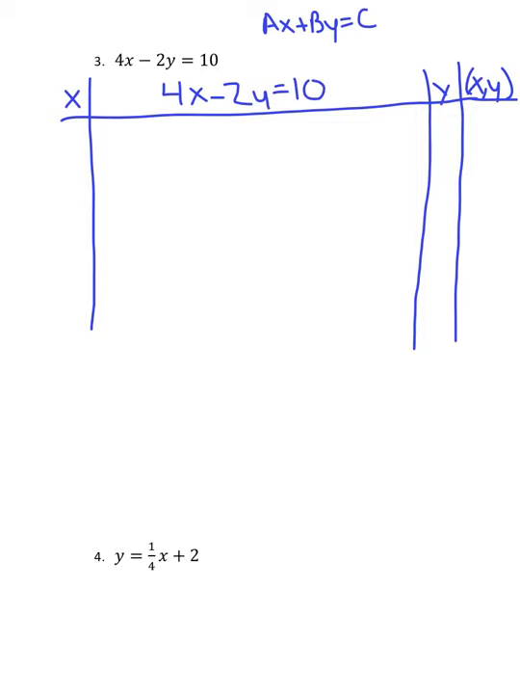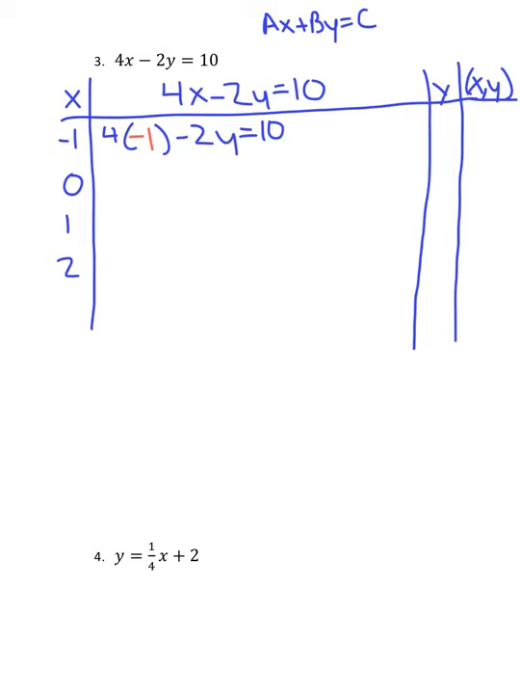The value in front of the x is still not a fraction, so I'm still going to pick the same numbers, -1, 0, 1, and 2. I'm going to pick those same input values for x. But this time, when we go to solve, this is what we're going to solve: 4 times -1 minus 2y equals 10. Now this one's a little bit more challenging because it's not y equals mx plus b.